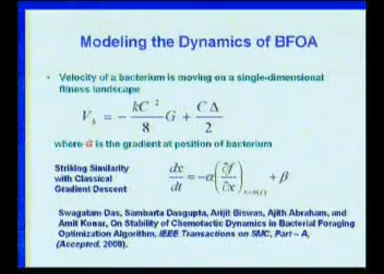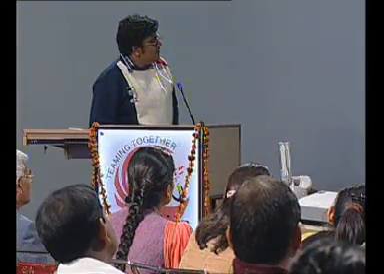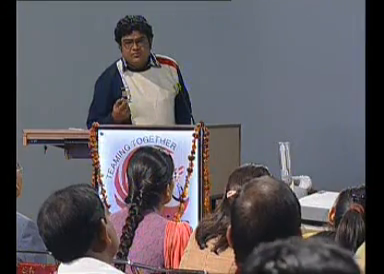What we did, for the first time, is analyze the stability and convergence conditions of bacterial foraging optimization by deriving a dynamics like this. This V_B corresponds to the velocity of the bacterium. Velocity in discrete time we define as x_{t+1} minus x_t.